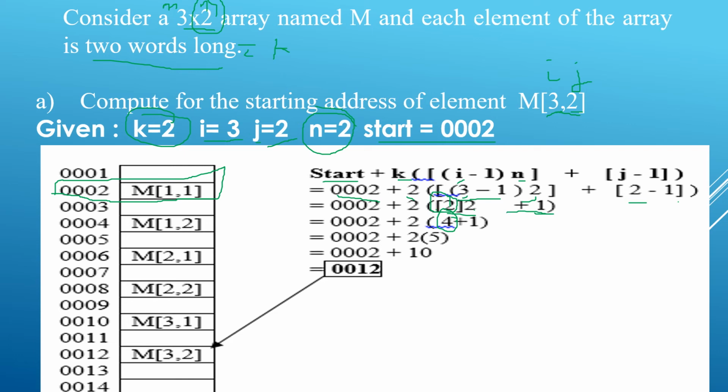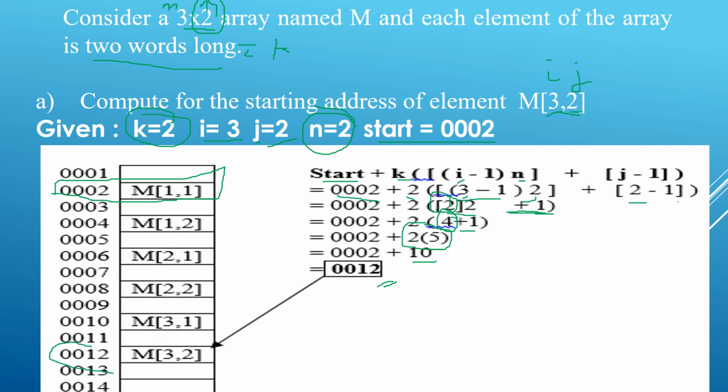Okay? Ayan, merong iba dyan nagkakamali. Ina-add muna. So, parang yung iba, kunwari ginawa, 2 plus 1, naging 3 times 2. So, may iba talaga yung result nun. So, first, multiply mo muna bago ka mag-add. Okay? So, we have 4 plus 1. So, 4 plus 1 is 5. Multiply by the value of k. So, multiply by 2. That will be 10. So, plus 0002. That will be 0012.